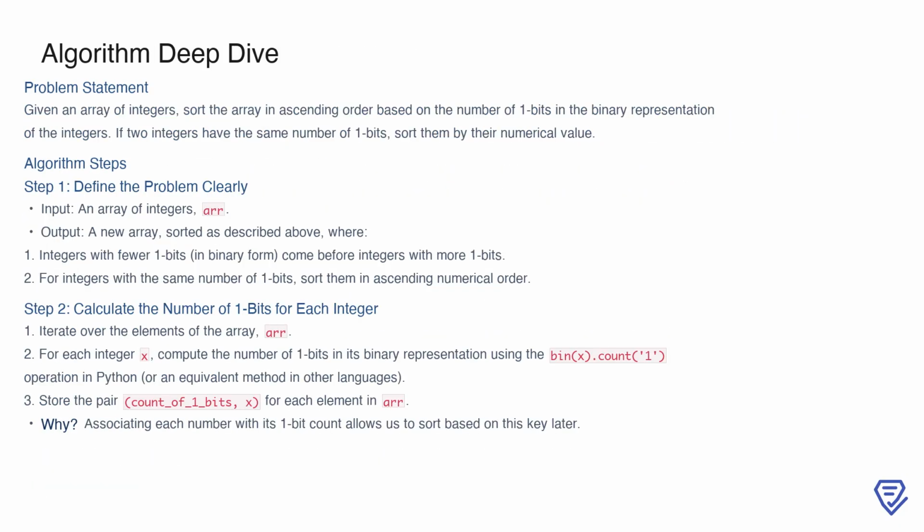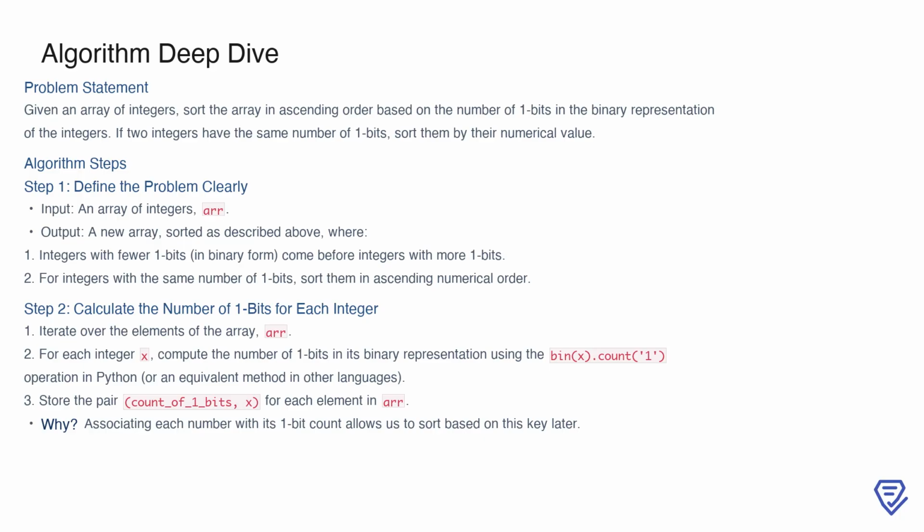In this problem, the goal is to sort an array of integers based on the number of 1 bits in their binary representations. If two integers have the same number of 1 bits, we resolve the tie by sorting them in ascending numerical order. To begin, we clearly define the input and output. The input is an array of integers, and the output is a sorted version of this array. The sorting is done in 2 stages, first by the count of 1 bits, and second by numerical value for ties. To achieve this, the first step is to compute the number of 1 bits for each integer in the array.